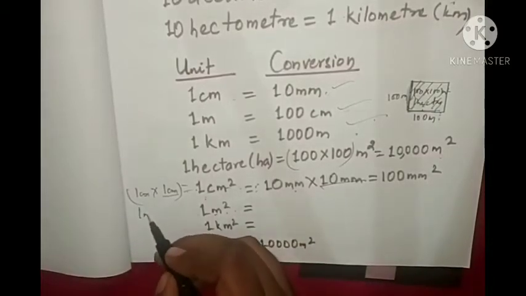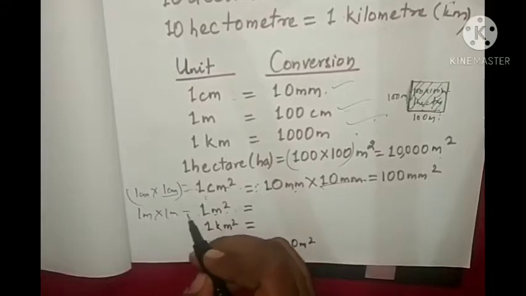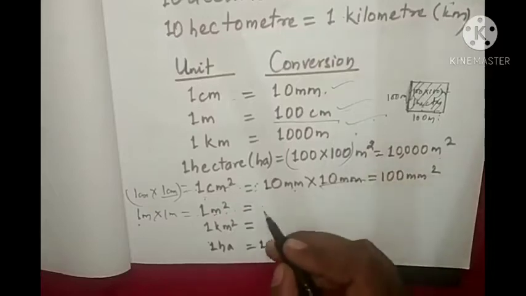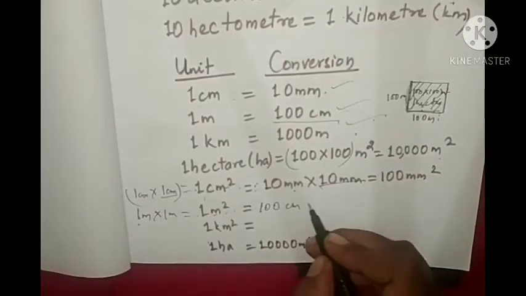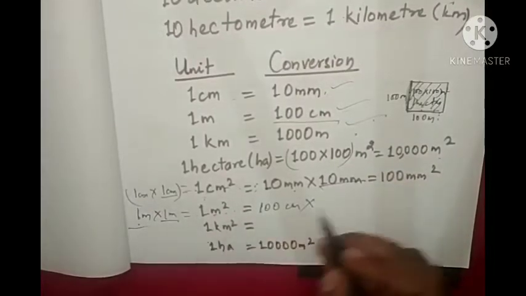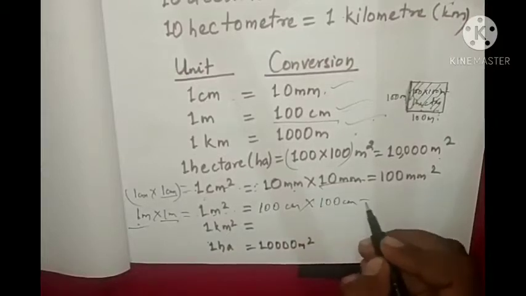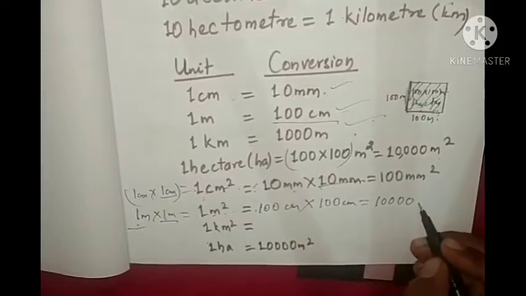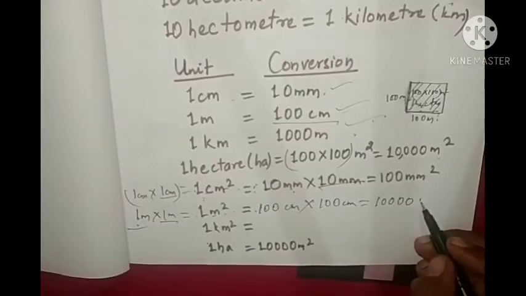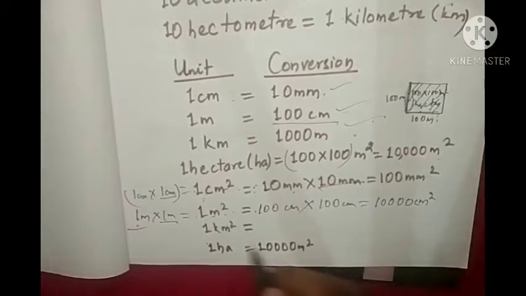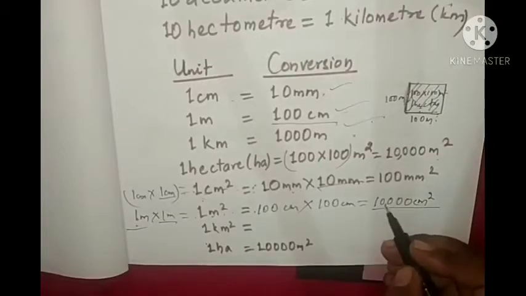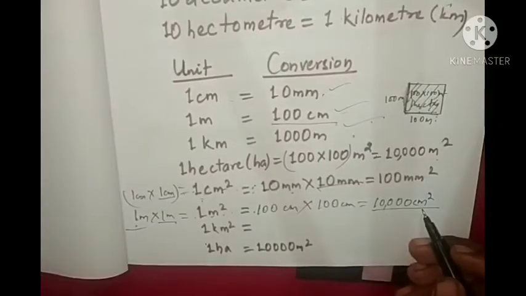Like that you see 1 square meter. 1 square meter means 1 meter into 1 meter. So we put 1 meter equal to 100 centimeter, into another 1 meter equal to 100 centimeter. Now we can find 100 into 100, which is 10,000. So 1 square meter equal to 10,000 square centimeter.